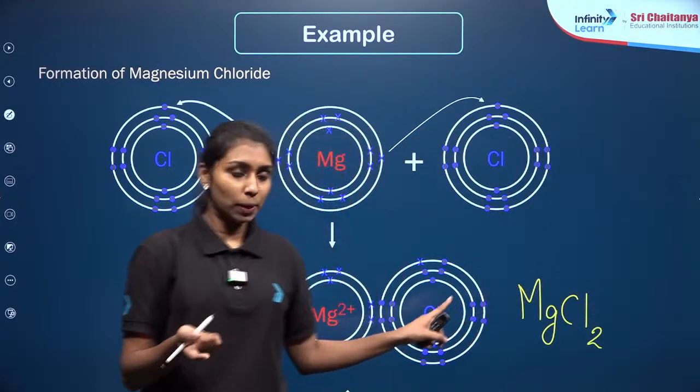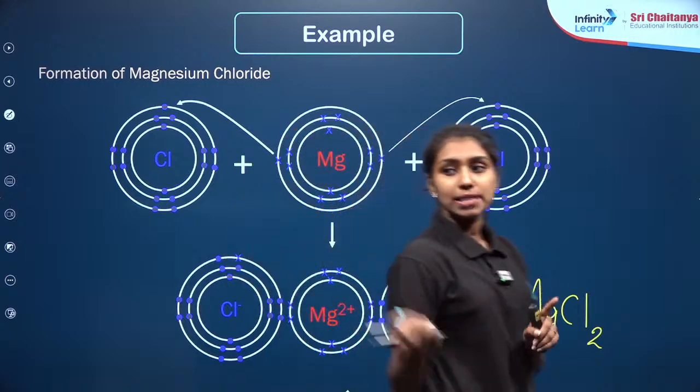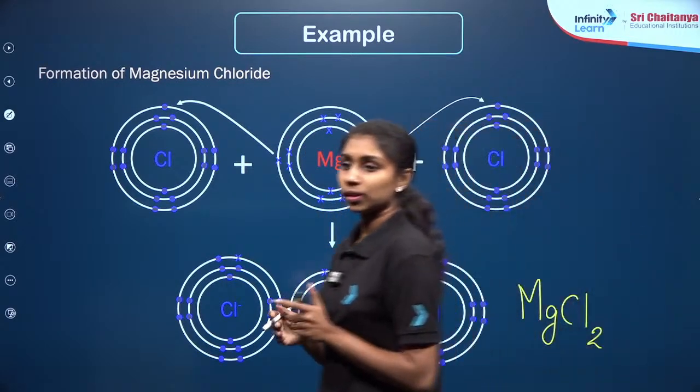Mg is forming Mg2+ and Cl is formed as 2Cl- ions. Is that clear?